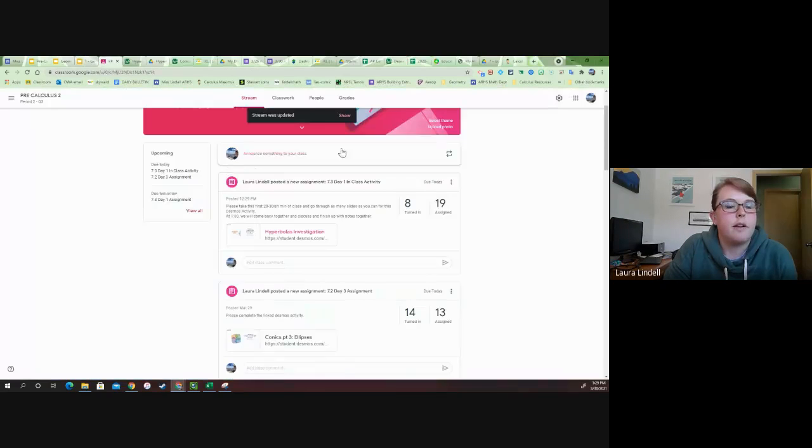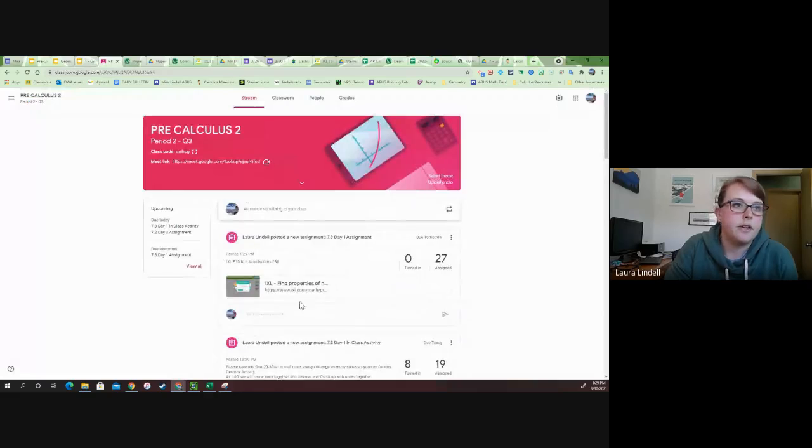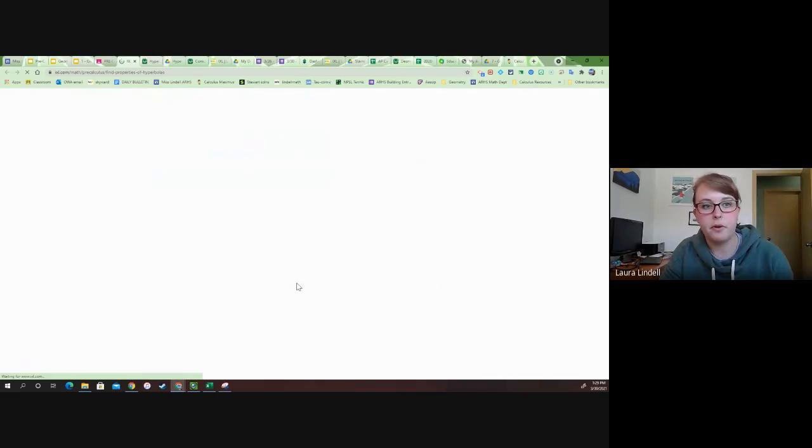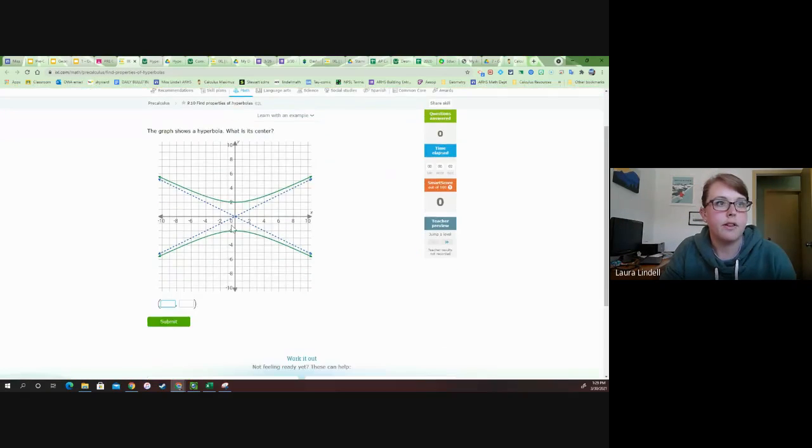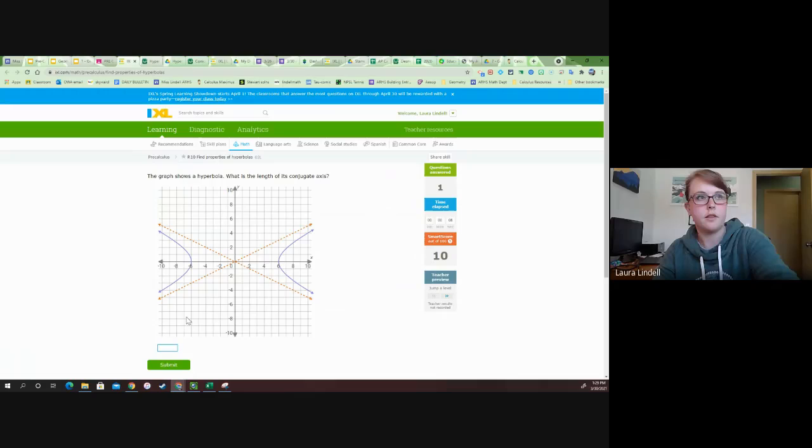So today's assignment, in addition to finishing the Desmos activity if you didn't finish, is one IXL, and it's finding properties of a hyperbola, either from the graph or from the equation. So they'll ask questions like, what is the center? Looking at the picture, and we notice, oh, this one is 0, 0. We didn't talk about the conjugate axis. Well, I suppose we could do that real quick.